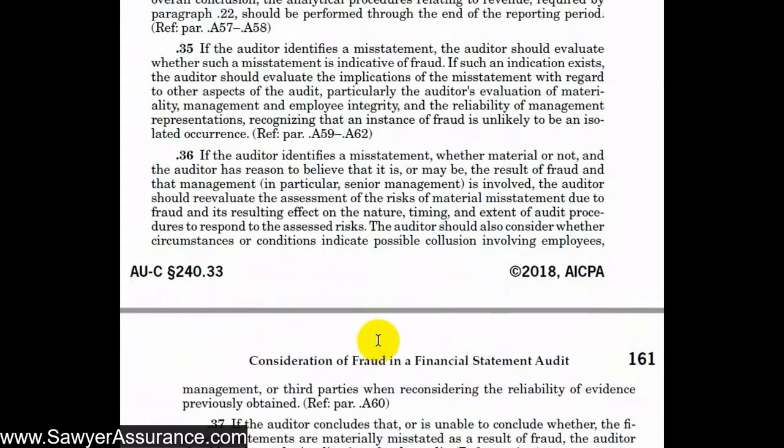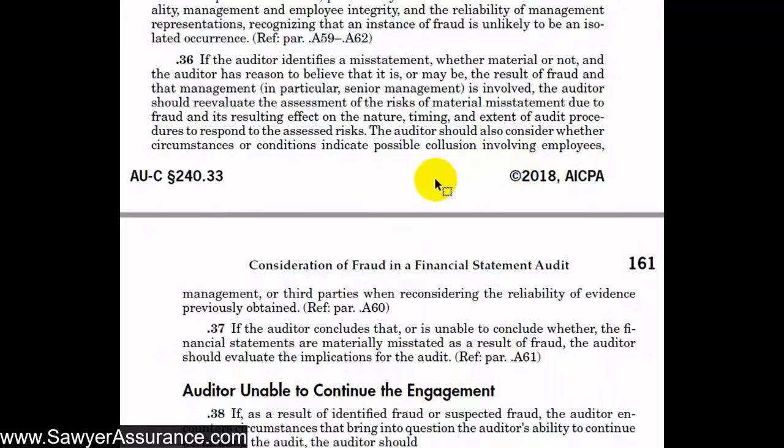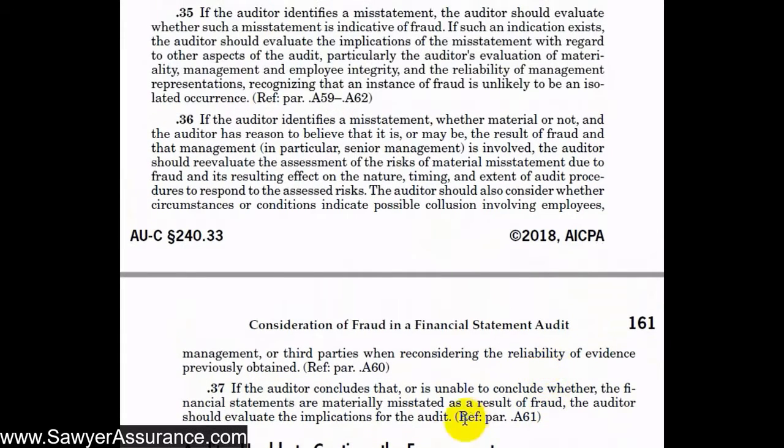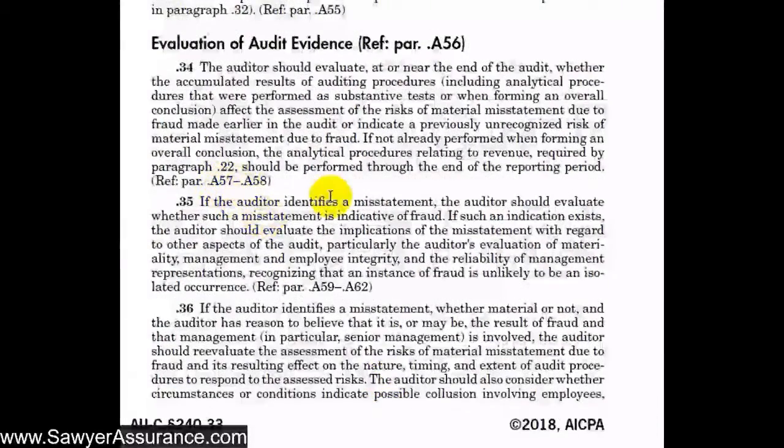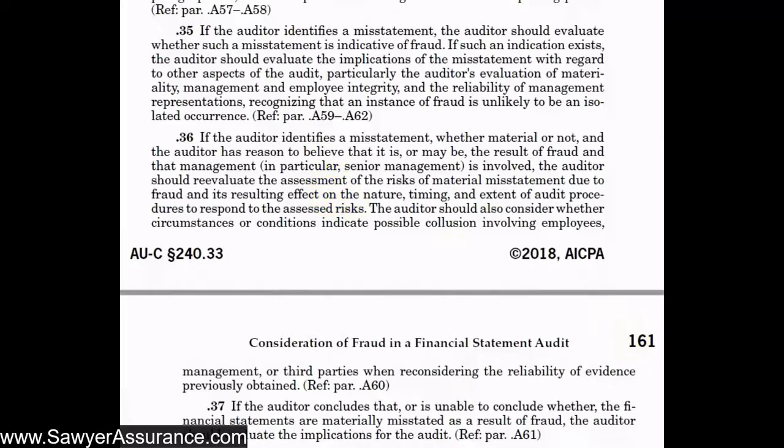So I might consider whether collusion is happening involving employees, and that's where several employees get together to perpetrate a fraud together. And if we end up concluding that, or we're unable to conclude whether the financial statements are materially misstated as a result of fraud, then we should evaluate the implications for our audit and maybe consider withdrawing or who we need to report that information to. So we've got a lot of explanatory material here, starting with 57 and going all the way down to 61.